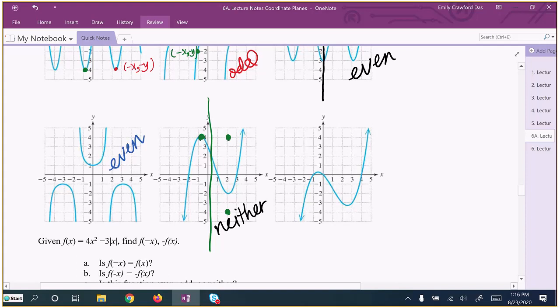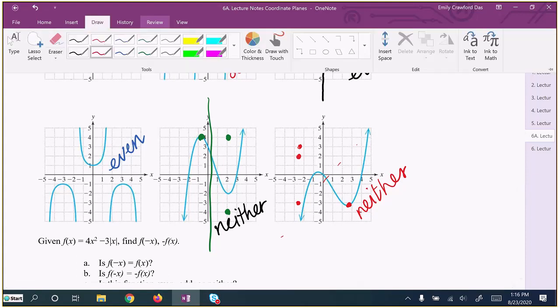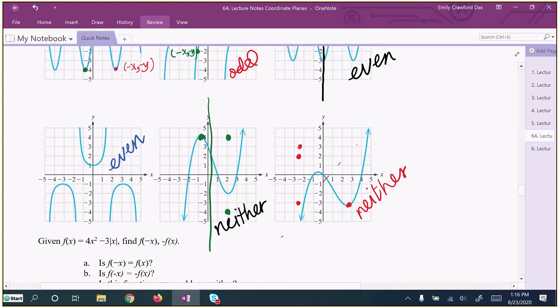And the same thing with the last one here. The last one is neither even nor odd because, again, I can find a point where if I reflect across the y-axis, it's not there, so it's not even. Also, if I reflect across the origin or across the diagonal, it's not there. That would be somewhere here, maybe here, and that point is not on my graph, so it's neither even nor odd.